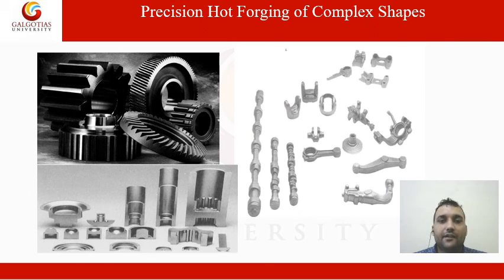In this slide, we can see different parts of complex shape which are produced using the hot forging process. As the hot forging process is used for complex shapes, the material can easily be converted into the desired shapes. So gears, and this type of complex shapes, can be easily generated using this process.